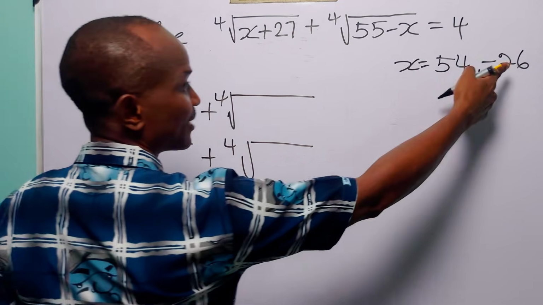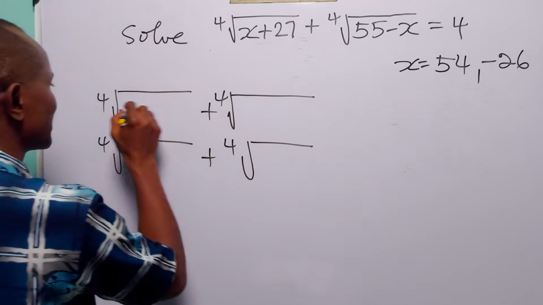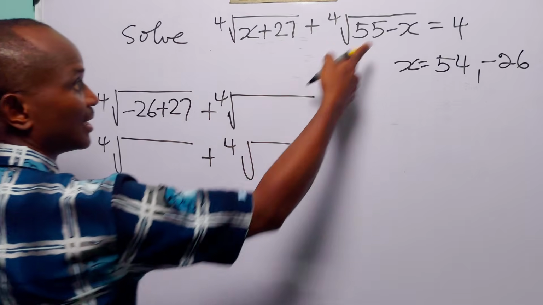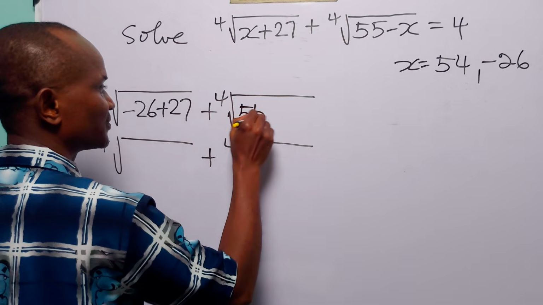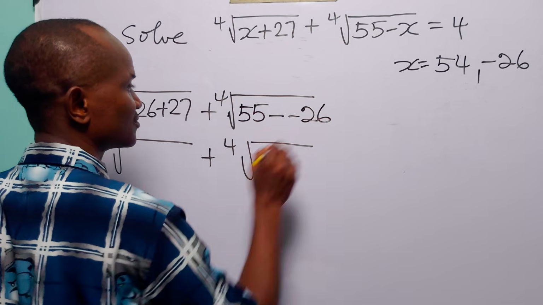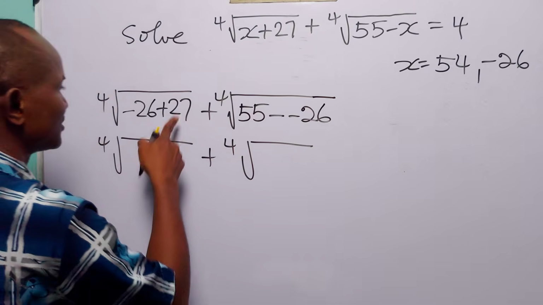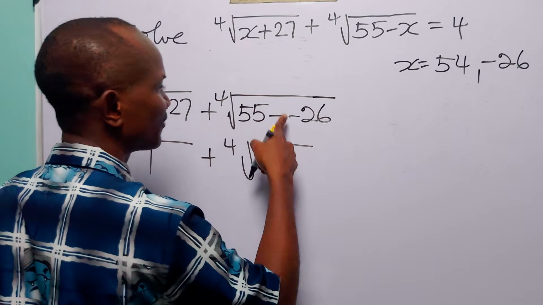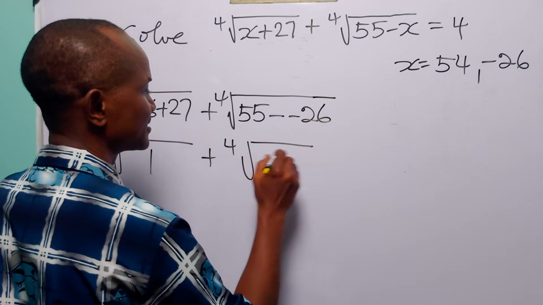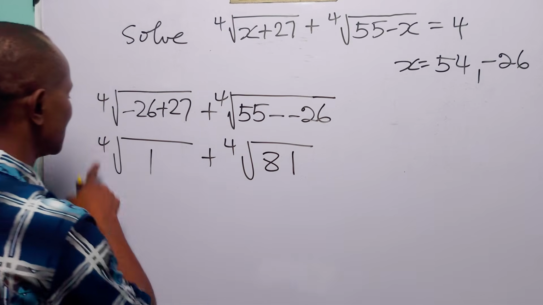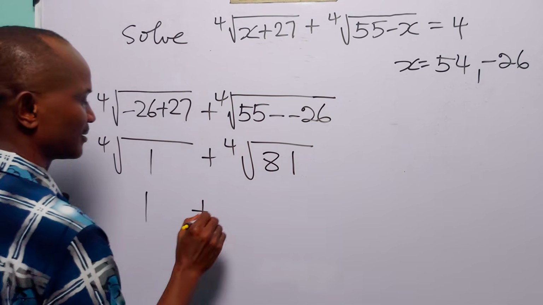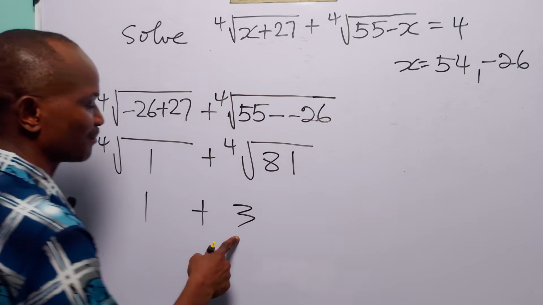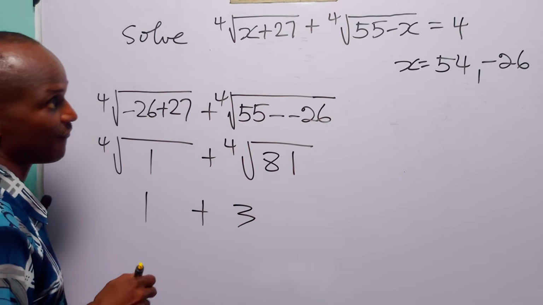And when x is equal to minus 26, here we have minus 26 plus 27. And here we have 55 minus 26. Wait, 55 plus 26 is 81, and 27 minus 26 is 1. The fourth root of 1 is 1, and the fourth root of 81 is 3. Once more, 1 plus 3 is equal to 4.